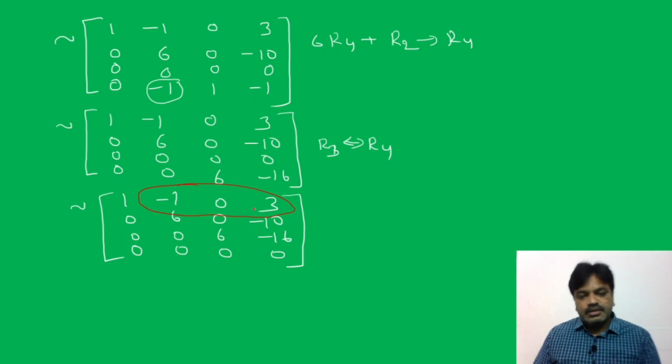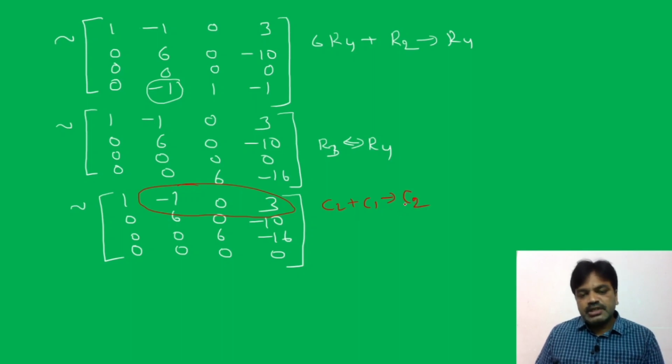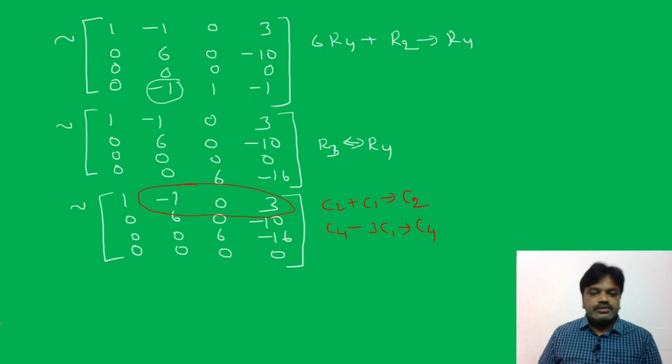In the second, third, fourth rows, first column, the third row's first element is already 0. So it is enough to make these two elements 0. What are the column operations here? Already we have minus here, simply add them: C2 plus C1 in place of C2. That means transformation occurs in C2. Then to make this element 0, we have 3 here, so C4 minus 3C1 in place of C4.